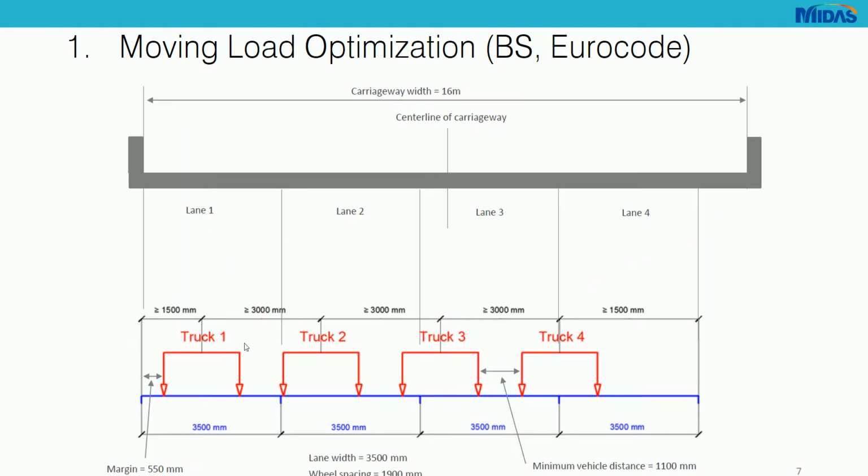Now this is a visual explanation of what I've just explained. So we have the width of the carriageway over here, then the lane width, the wheel spacing, the margin, so the distance between the wheel and the boundary of the carriageway, and also the minimum distance between the vehicles defined here. And then the optimization is done for the lane considering our definitions.